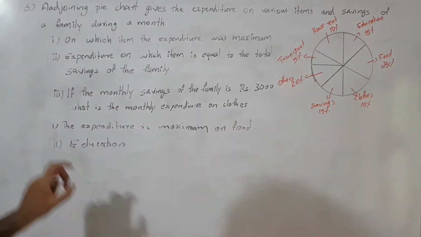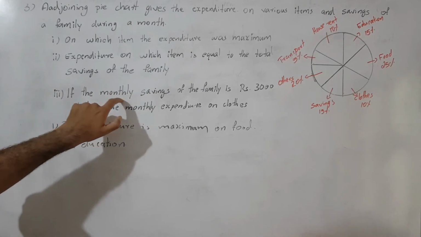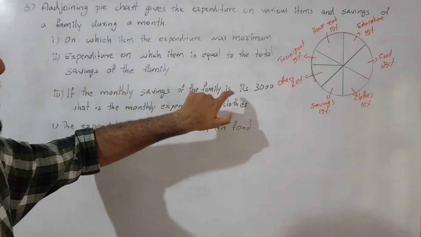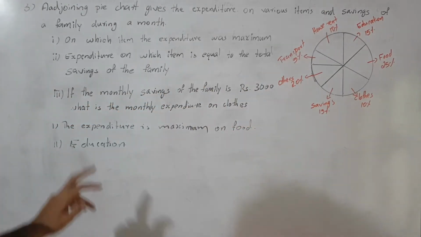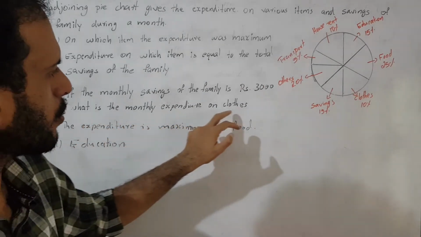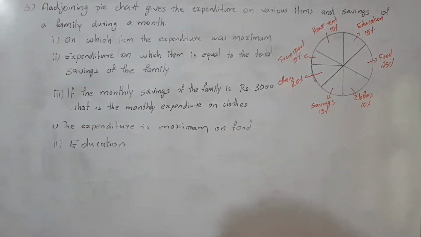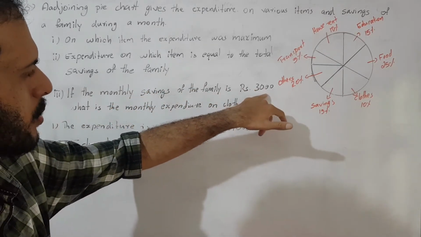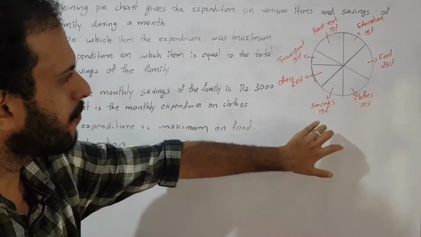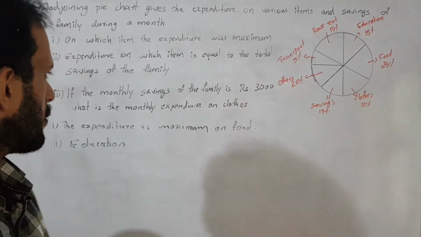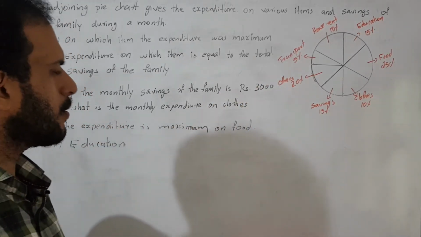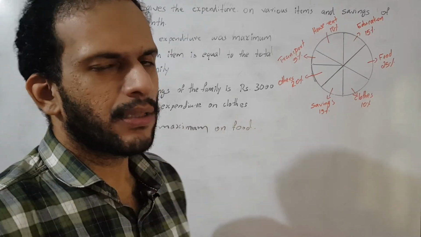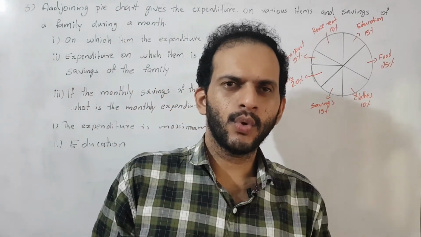We go to the third question. What is the third question? If the monthly savings of the family is rupees 3000, what is the monthly expenditure on clothes? Here the savings of the family is given, that is 3000. That means 15% of their income is 3000. What is the monthly expenditure on clothes? Here this is possible to find in two ways.